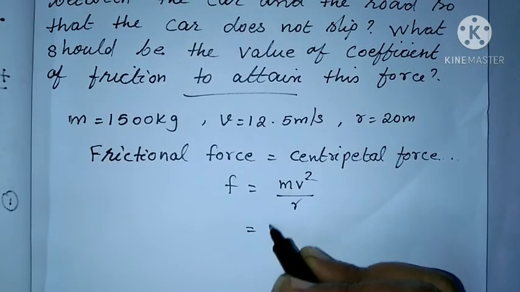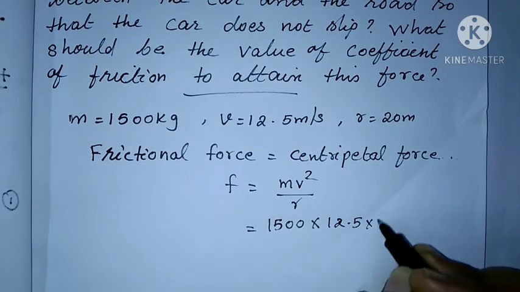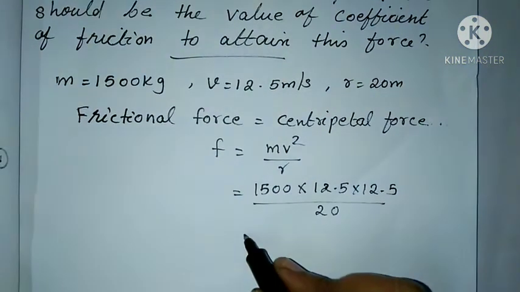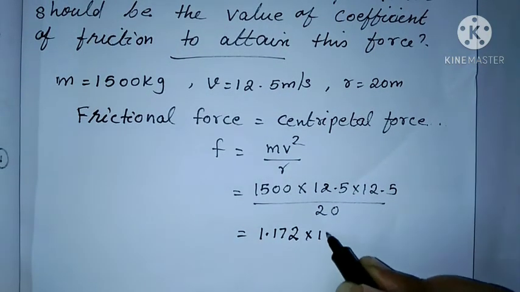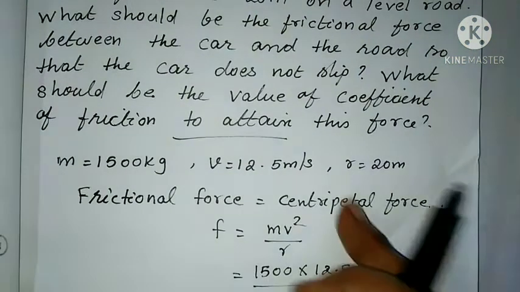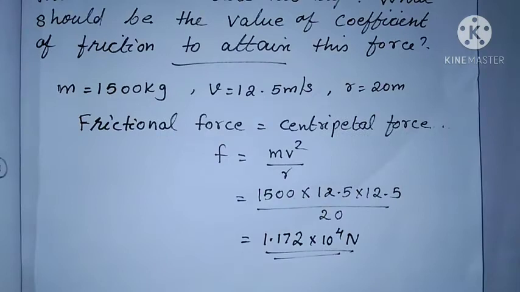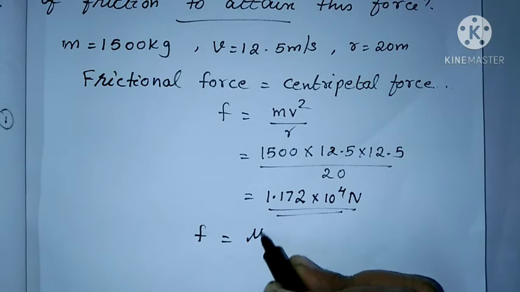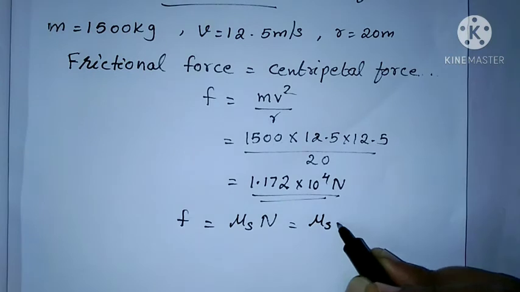Then substitute the values: 1500 into 12.5 into 12.5 divided by 20. When you multiply and divide all these values, you will get the answer, 1.172 into 10 raised to 4 Newton. Then what do you want to find next? What should be the value of coefficient of friction to attain this force? So here the frictional force must be equal to the maximum value of static friction, mu s N. F is equal to mu s N, that is equal to mu s mg.